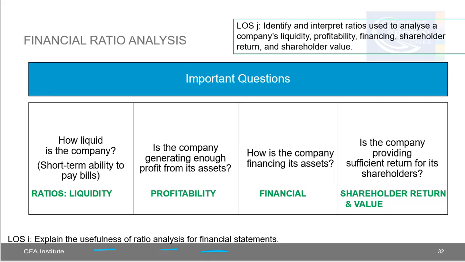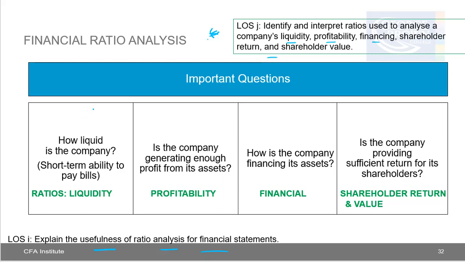Number 3 is how is the company financing its assets? And finally, number 4, is the company providing sufficient return for its shareholders. So you can see as we move on to the next learning outcome statement, J, it's going to be identify and interpret ratios used to analyze a company's liquidity, profitability, financing, shareholder return, and shareholder value.